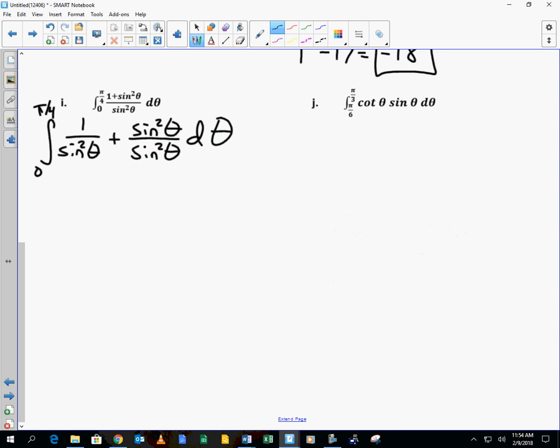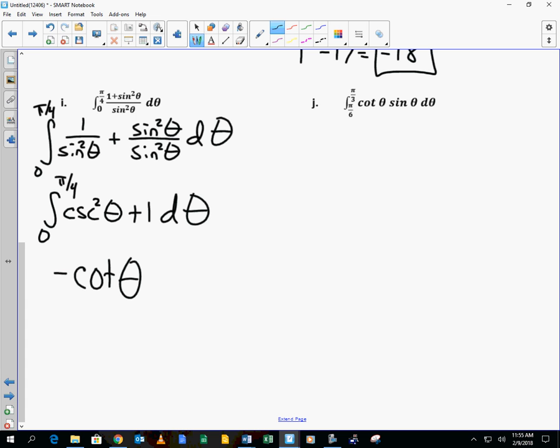I can divide each term in the numerator by each term in the denominator. And so now I have the integral 0 to pi over 4. What's 1 over sine squared? Cosecant squared. Sine squared over sine squared? D theta. What's the antiderivative of cosecant squared? Negative cotangent. What's the antiderivative of 1? Theta.